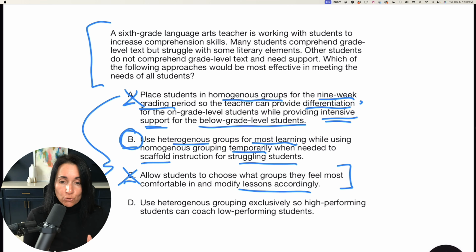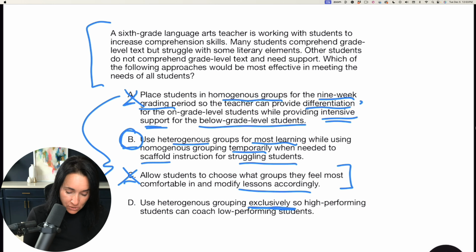Use heterogeneous grouping exclusively. Now, this is what we call strong language in testing. If you have strong language in an answer choice, this is just a test strategy. Typically, not all the time, but typically it is the wrong answer. Words like only, solely, exclusively, unequivocally, those are very strong words and rarely are things one thing all the time, right? And so that stands out to me as a bad word.